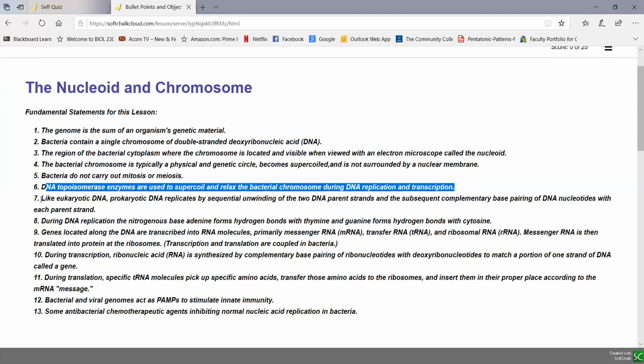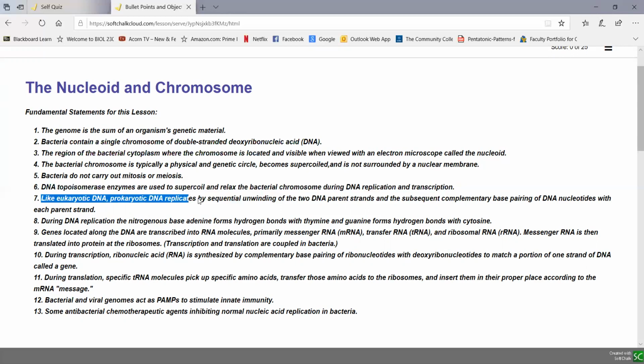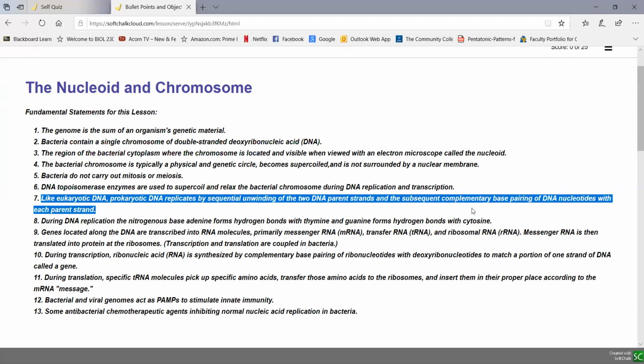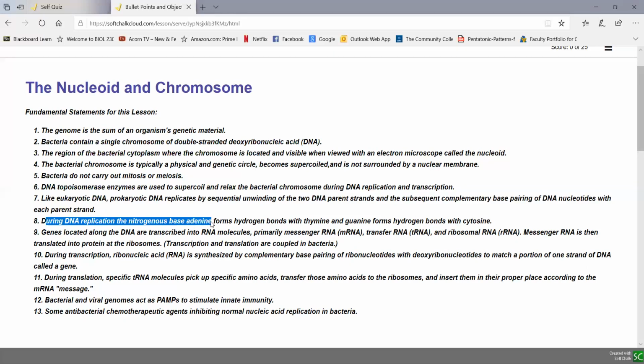Like eukaryotic DNA, prokaryotic DNA replicates by sequential unwinding of the two DNA parent strands and the subsequent complementary base pairing of DNA nucleotides with the DNA nucleotides of each parent strand. During DNA replication, the nitrogenous base adenine can form hydrogen bonds with thymine, while guanine forms hydrogen bonds with cytosine.